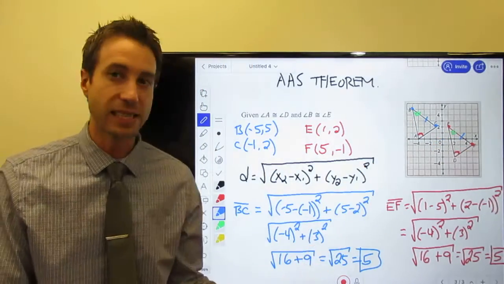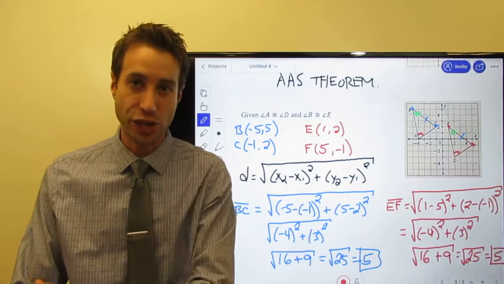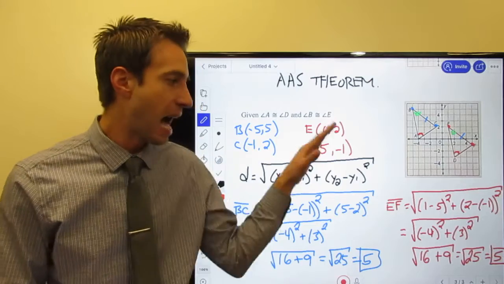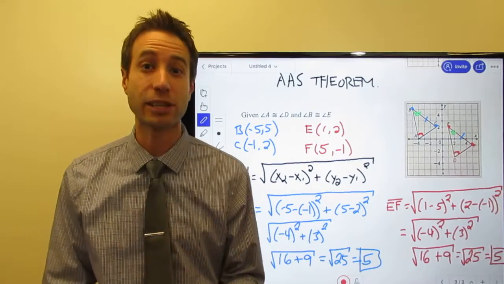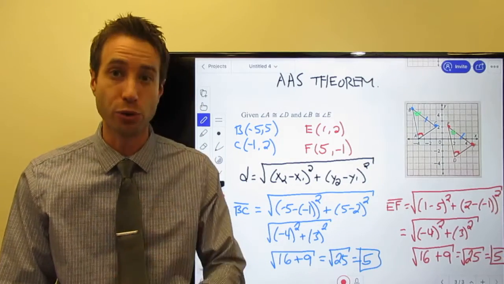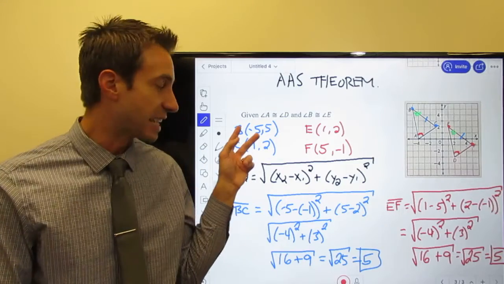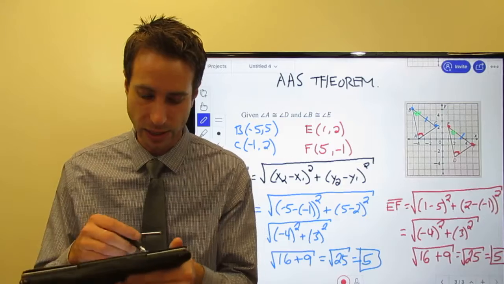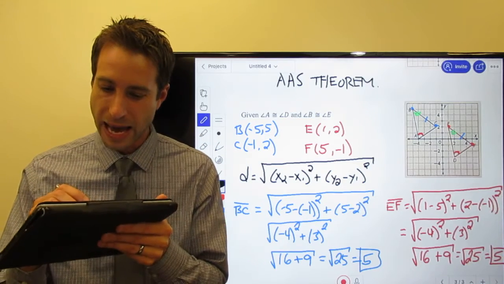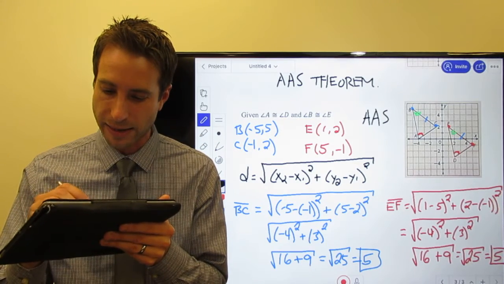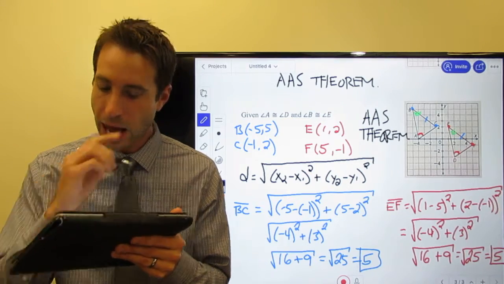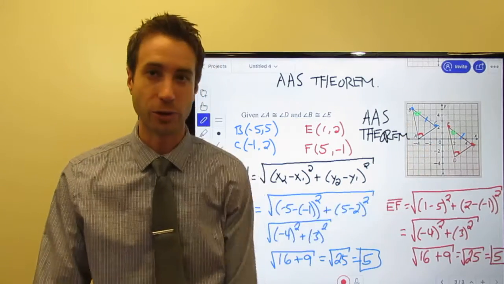Guys, we did the distance formula way back in chapter 1. We have seen the distance formula a few times. Absolutely, I expect you to be able to work through the distance formula given 2 points to find the length of a line segment. Absolutely something I expect you to be able to do. And the angle, angle, side theorem is our winner. I know that these two triangles are congruent.